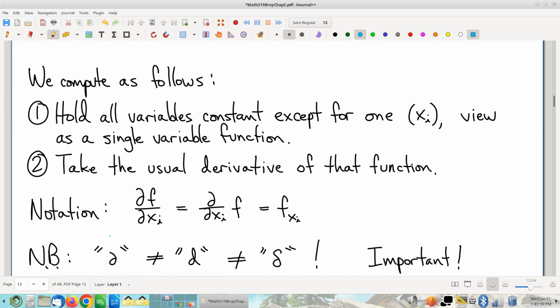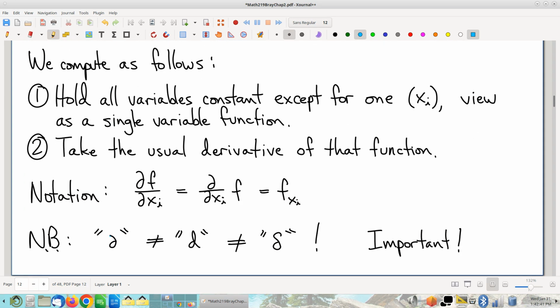Here's how you compute partial derivatives. It's a two-step process. Step one is hold all of the variables constant except for one. One of the variables you will not hold constant. So keep in mind, presumably we have a multivariable function here. That means there's lots of input variables. We're going to identify one of the input variables to remain a variable, and all of the others we're going to just take as fixed, take as constant, and they're not allowed to change.